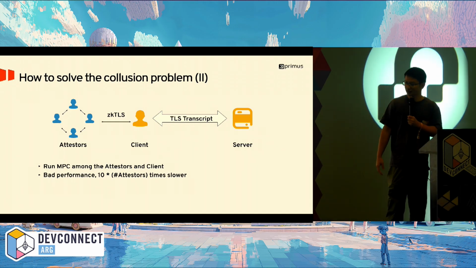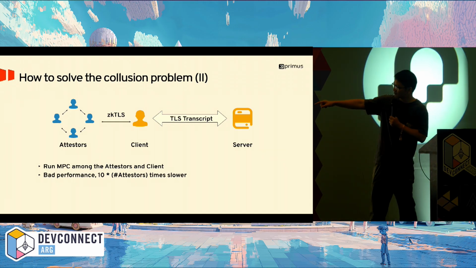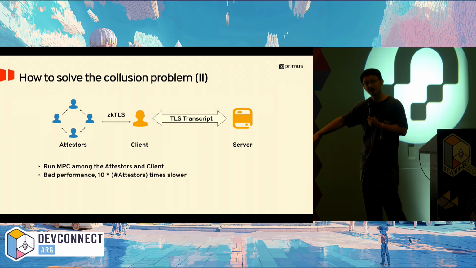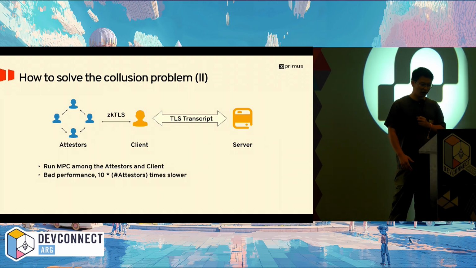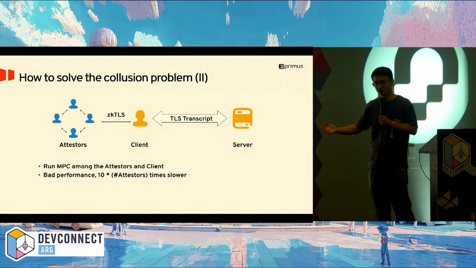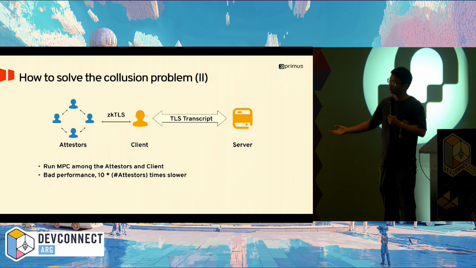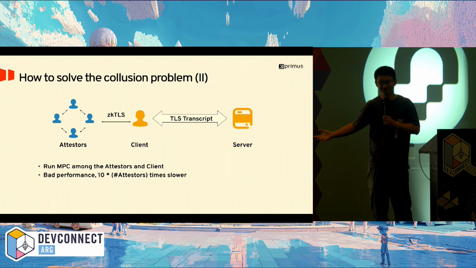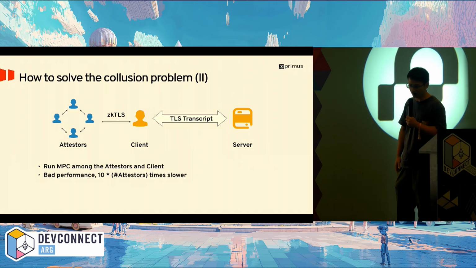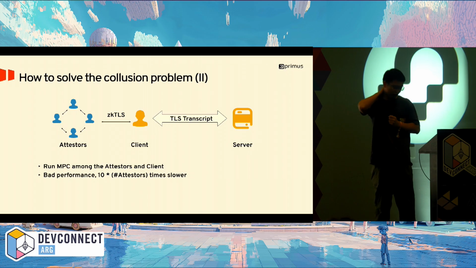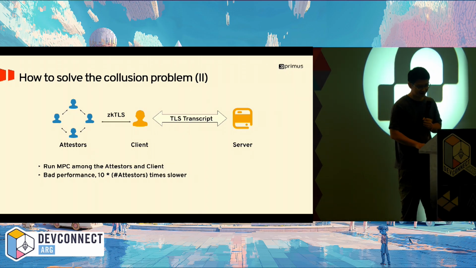It's like 10 times the number of attesters times slower in terms of computation and communication. So with high probability, it's going to time out the TLS session. Theoretically it's doable, but in practice it's very, very hard for us to deploy. So when you try these two things, okay, how do we solve that?